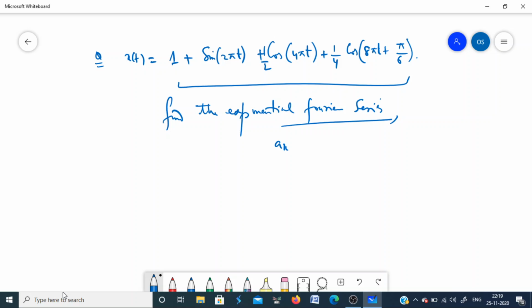So you have to simply find the coefficients ak. You have to find what a0 is, what a1 is, what a minus 1 is, then what a2 is, what a minus 2 is, and so on. Okay, so if you need to decompose this into exponentials, you have to see what the fundamental frequency omega naught is, and 2 omega naught, 3 omega naught, 4 omega naught. So the coefficient of omega naught will be a1, the coefficient of 2 omega naught will be a2, and so on. Okay, so this you have to do.